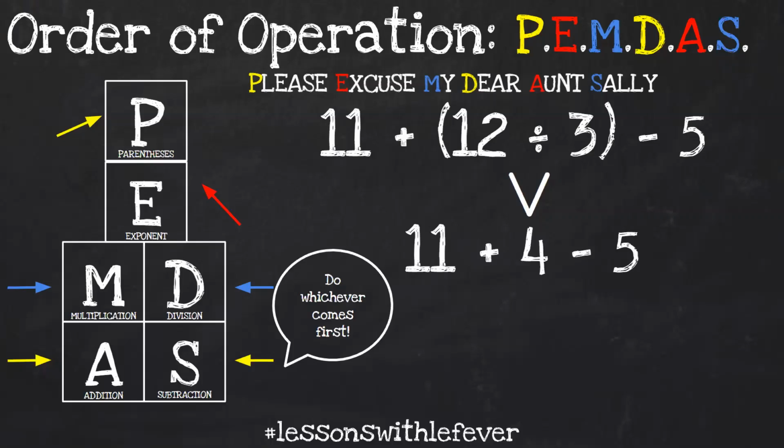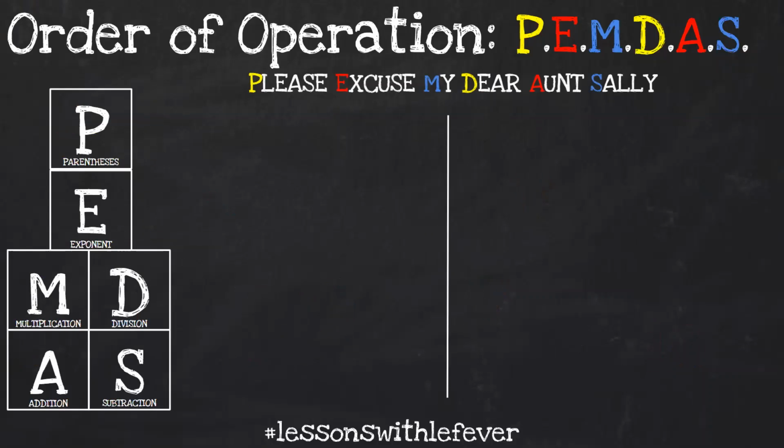Now, I don't have any other parentheses. I don't see any exponents. I'm not multiplying or dividing anymore, but I do have to add and subtract. So addition comes first in this expression. So first I'm going to add 11 plus 4. Now 11 plus 4 equals 15. And then lastly, I have to subtract 5. 15 minus 5 equals 10. This is really simple. If you follow the order, you will get the answer to the expression correct.